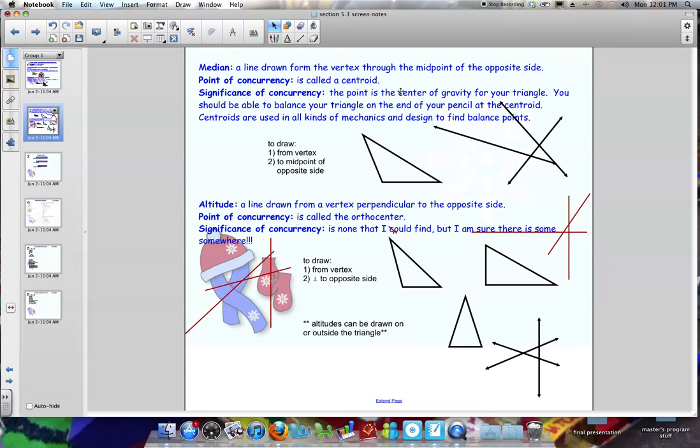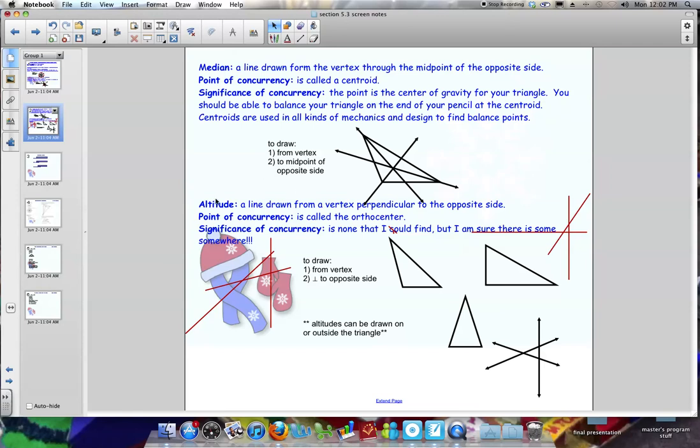If I draw in these medians, I will draw a line that starts up at the corners and it goes through the midpoint of the opposite side. So the median for this side would look basically like that. The one for this side, for this angle, would look basically like that. And the one for this side would go through this angle, hitting the midpoint of the opposite side. There is my centroid. So if I were to cut out this triangle, I would balance my pencil right on the end of that point.